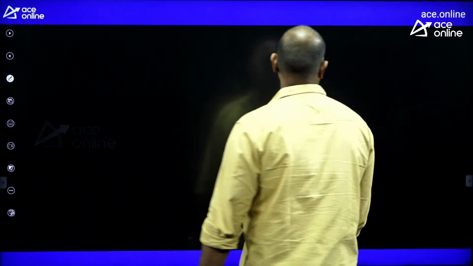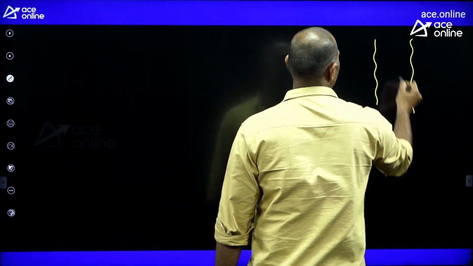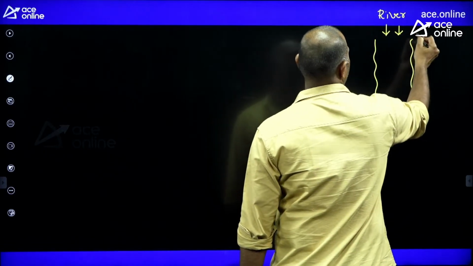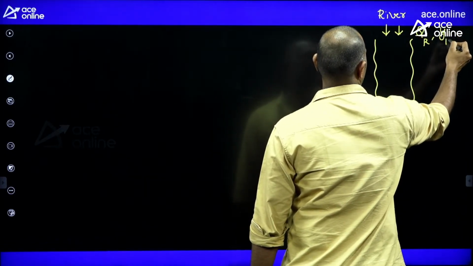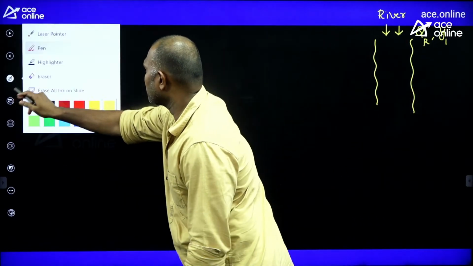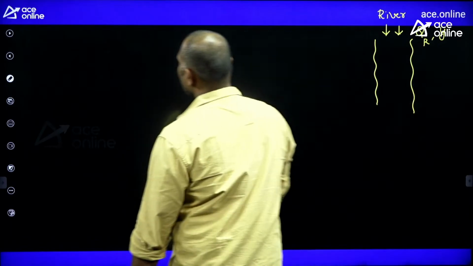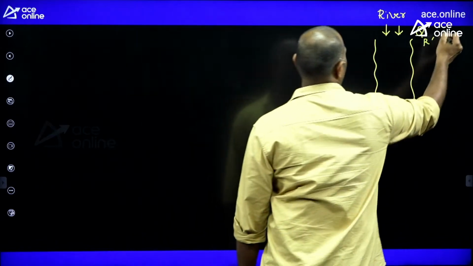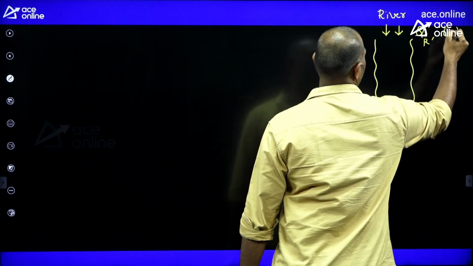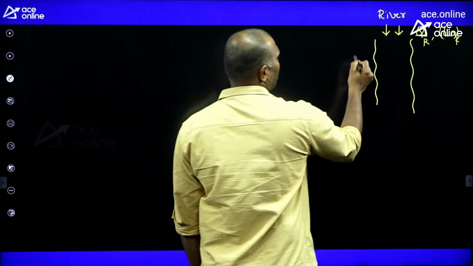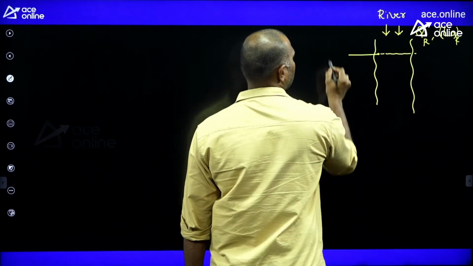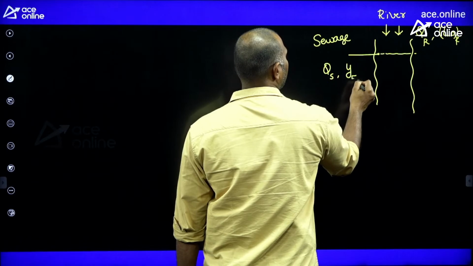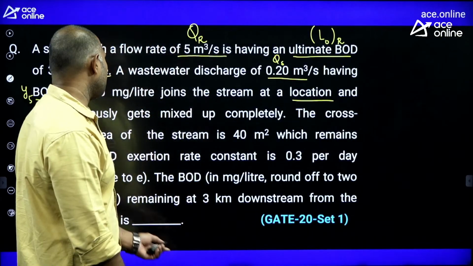So now this is a river that is coming, and it has some QR and some ultimate BOD, the ultimate BOD of the river. And at this point, the point of disposal, we are adding sewage. So it has some QS, and they have given the 5-day BOD. They have been mixed instantaneously.